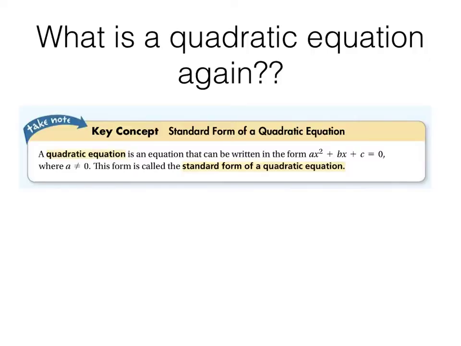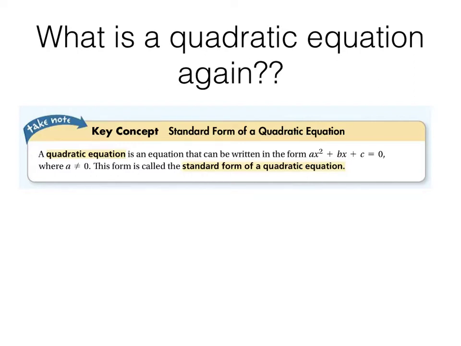All right, so what is a quadratic equation again? Well, remember what we're talking about here. We're talking about an equation that's in the form ax squared plus bx plus c equals 0, where a does not equal 0, because otherwise it wouldn't have a quadratic term and therefore would be a linear equation instead of a quadratic equation. This is standard form.